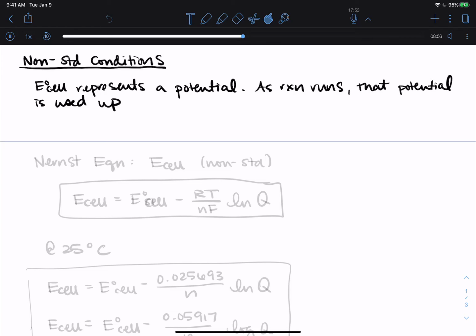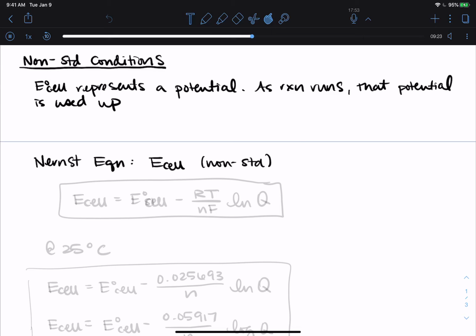So just like we had a delta G relationship that would let us calculate non-standard conditions, we also have that for cell potential. In this case, it has a name. It is called the Nernst equation. And this is how we get non-standard cell potential.